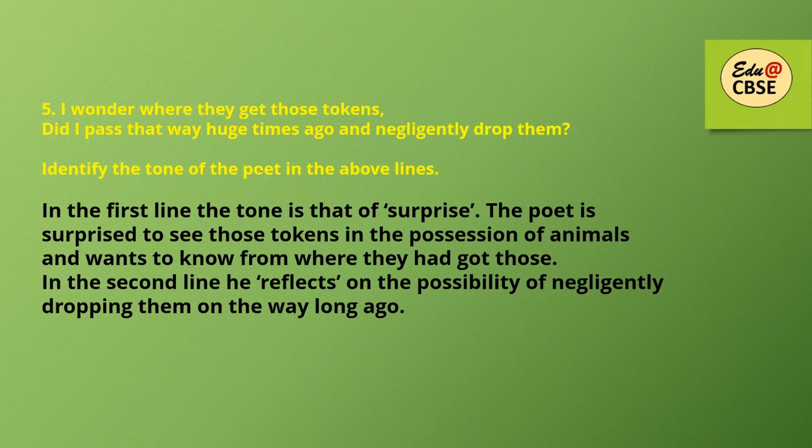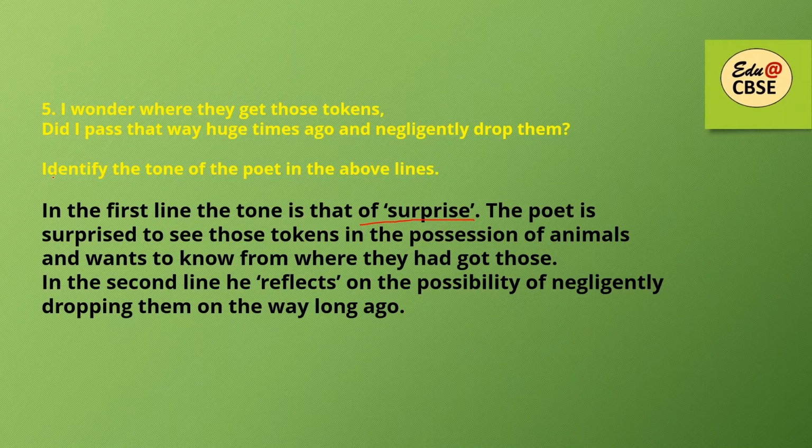Identify the tone of the poet in the above lines. So the first line, I wonder where they get those tokens. So this is a tone of surprise. I wonder. So वो सोच रहा है, वो surprised होकर सोच रहा है कि ये tokens animals को कहाँ से मिले. So the poet is surprised to see those tokens in the possession of animals and want to know from where they had got those.